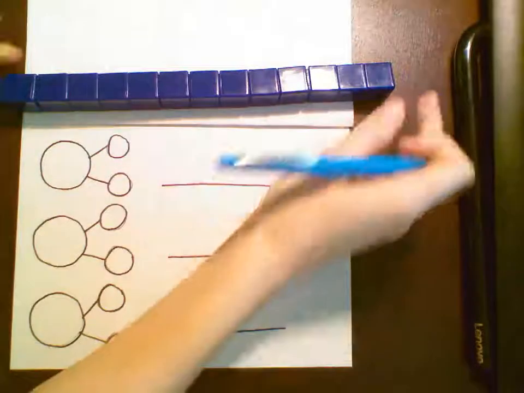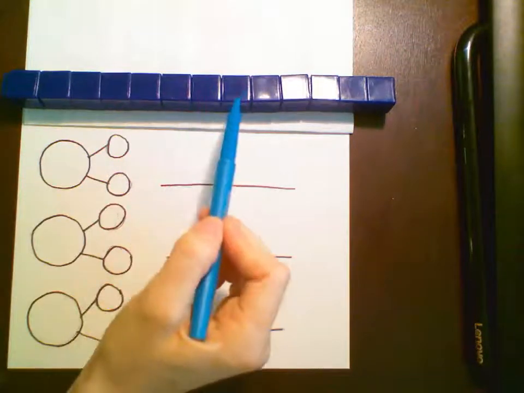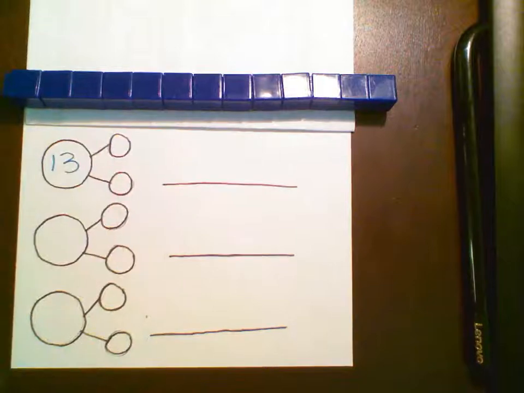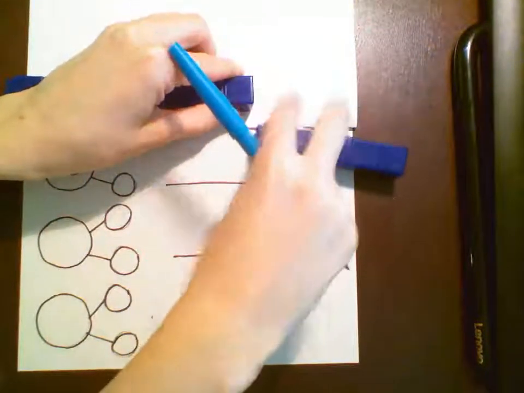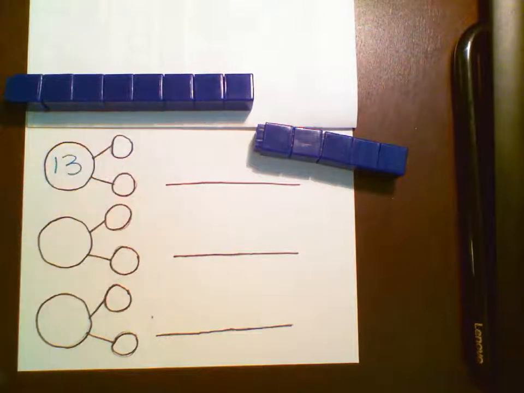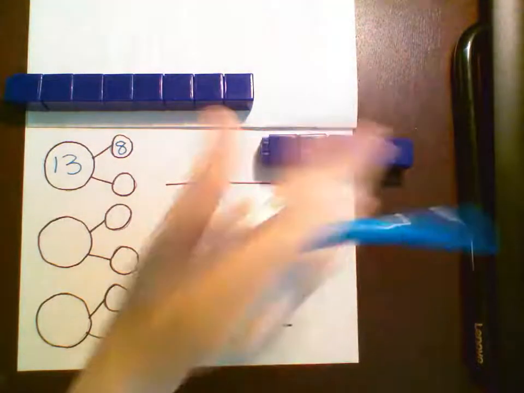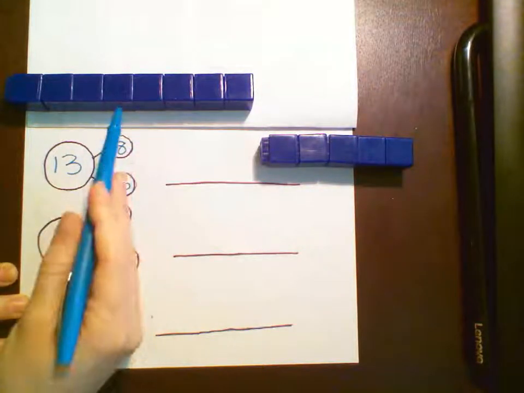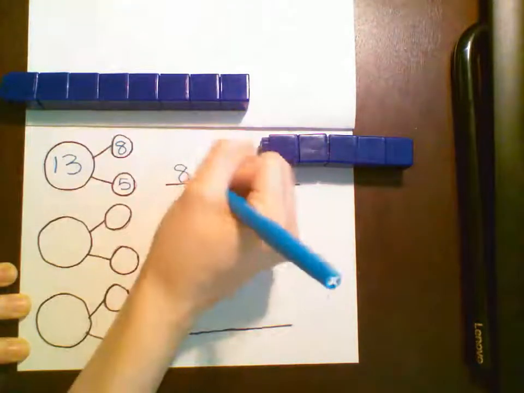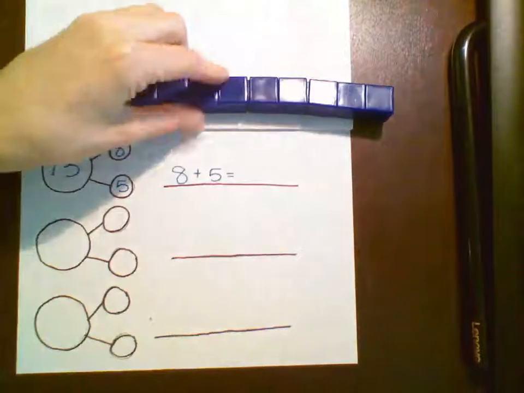Let's try another one. Oh my goodness, there's a lot on this one. We're definitely going to need to count it. 1, 2, 3, 4, 5, 6, 7, 8, 9, 10, 11, 12, 13. That's a big number. 13 is my whole. Let's see what two parts I come up with. Okay, I have one part. 1, 2, 3, 4, 5, 6, 7, 8. And another part. 1, 2, 3, 4, 5. Part plus part equals whole. So that means that 8 plus 5 equals 13.